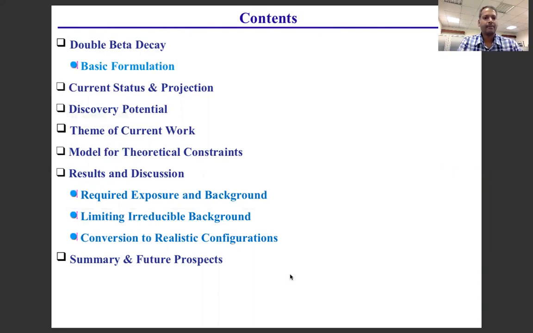I will discuss the discovery potential statistics which we have developed, the theme of the current work for providing the required sensitivity, and we have selected a model for removing the theoretical constants. Then I will come to my results and discussion, in terms of required sensitivity, in terms of exposure and background, limiting irreducible background, and finally the conversion of these sensitivities to a realistic configuration. Lastly, I will summarize my talk with some future prospects.